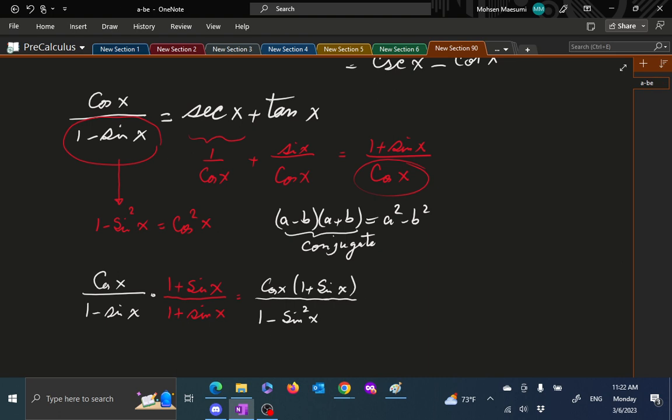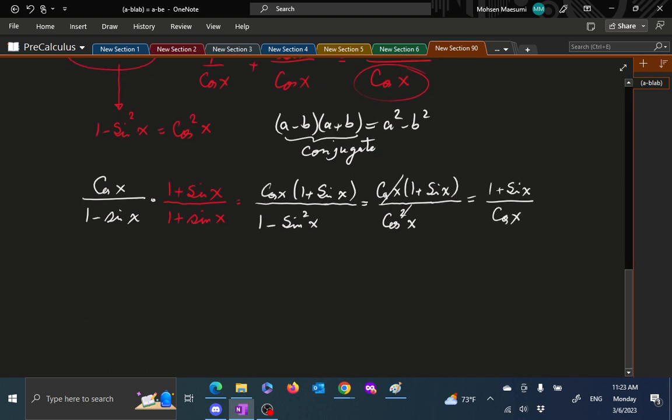Well, for a moment that looks like we made things worse, but now we realize the Pythagorean identity tells me the denominator is cosine square of x. Numerator is cosine of x times 1 plus sine of x. Now we apply algebra. We say one cosine in the denominator, they cancel out. I get 1 plus sine over cosine.